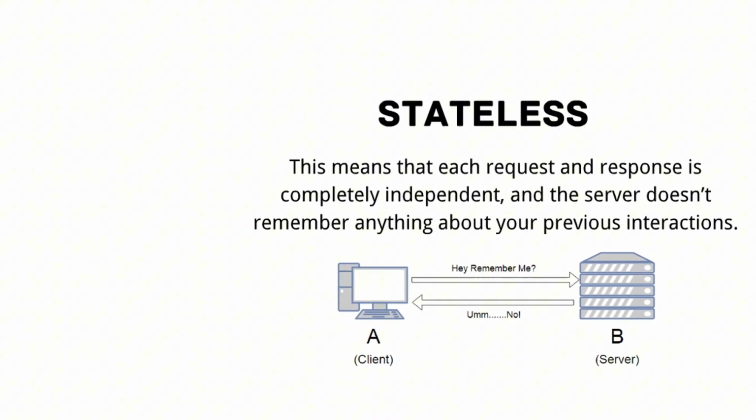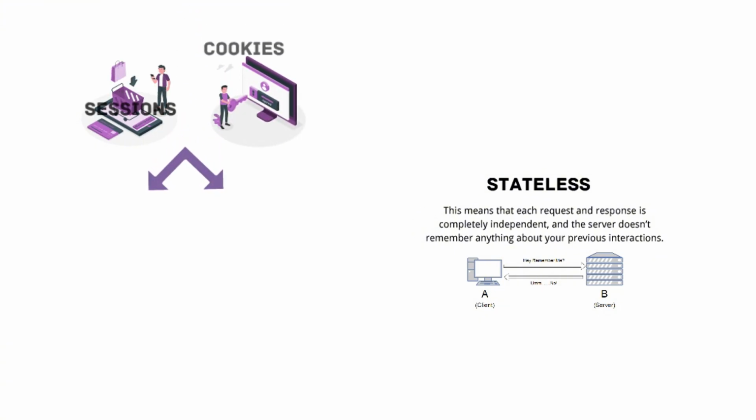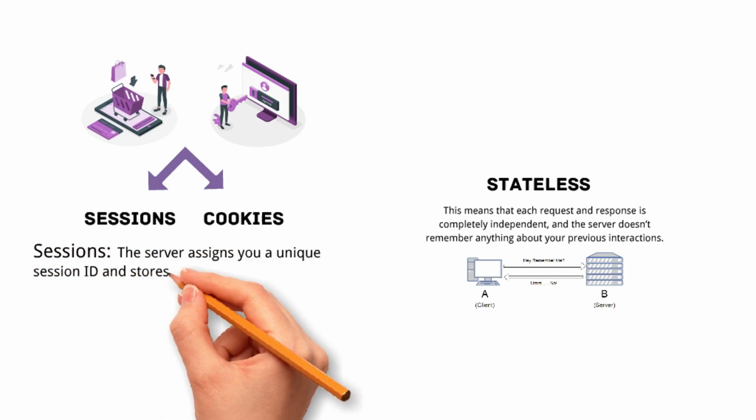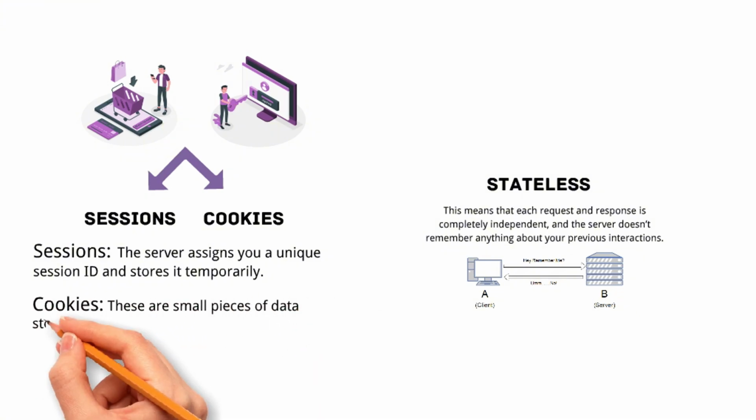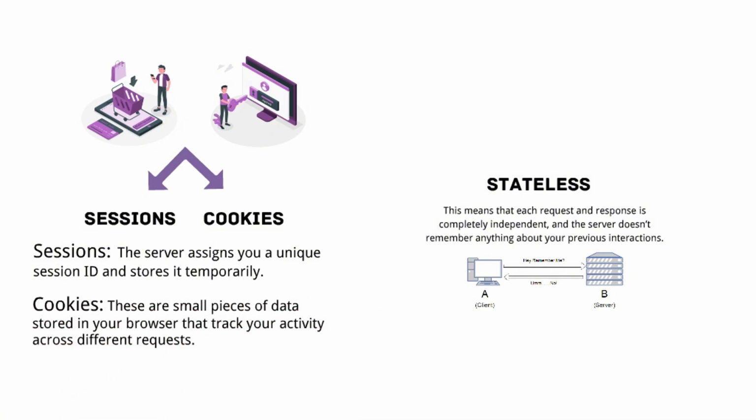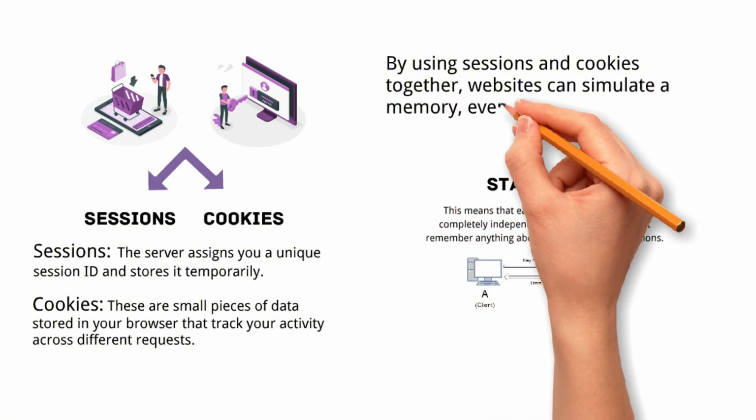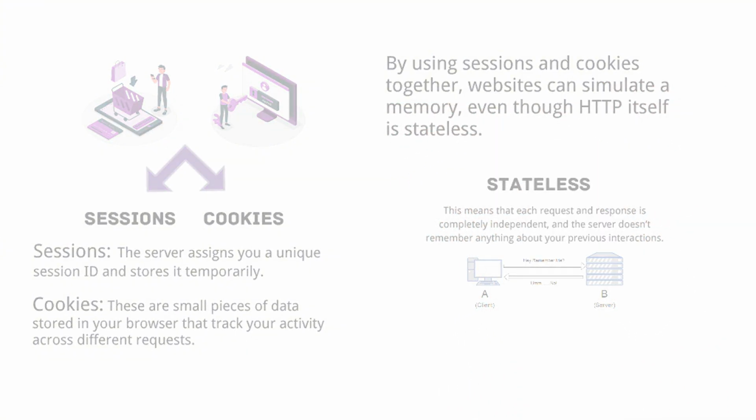But wait, how do websites like online stores remember your cart items or keep you logged in? The answer lies in sessions and cookies. Sessions. The server assigns you a unique session ID and stores it temporarily. Cookies. These are small pieces of data stored in your browser that track your activity across different requests. By using sessions and cookies together, websites can simulate a memory, even though HTTP itself is stateless.